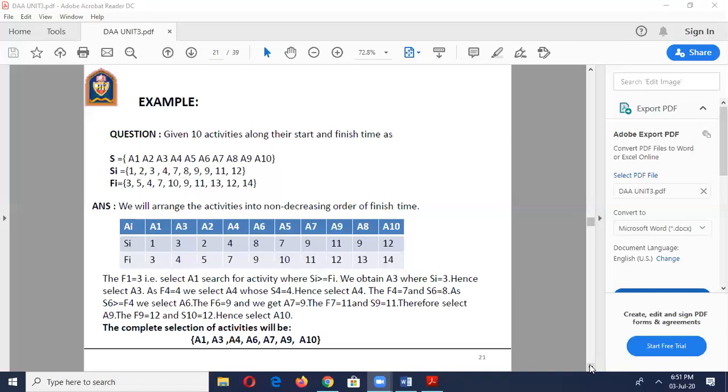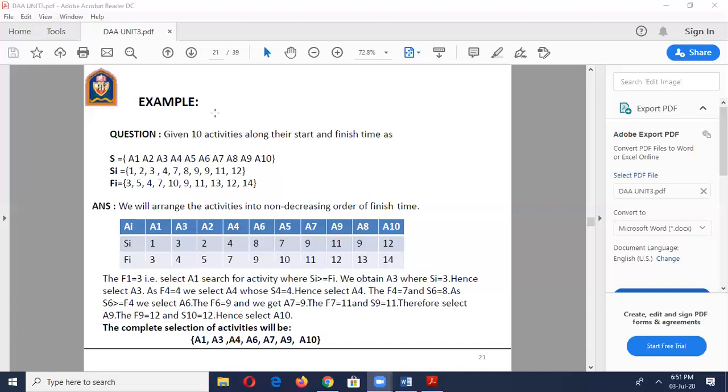First we have to see that, as they already told in the problem, the starting time should be greater than or equal to the finishing time. So F1 is equal to 3. That is, select A1. First, F1 is equal to 3. So we have to see the finishing time of A1 against the starting time of A3. So the complete selection of activity, A1 is taken, and then A3.